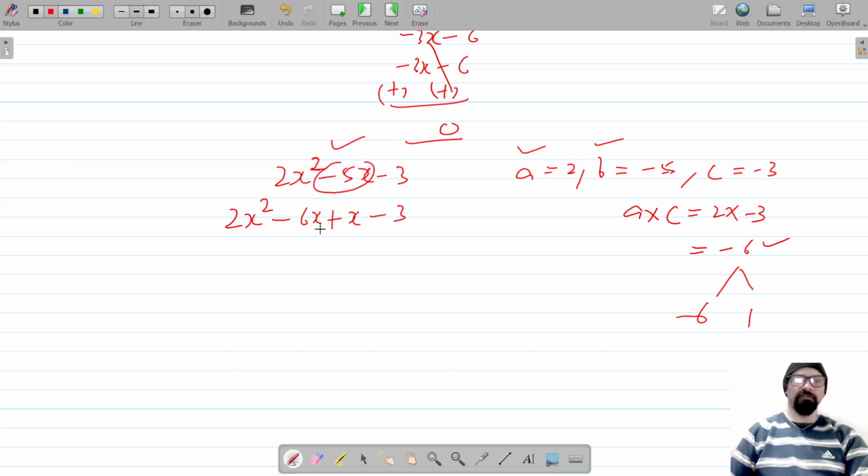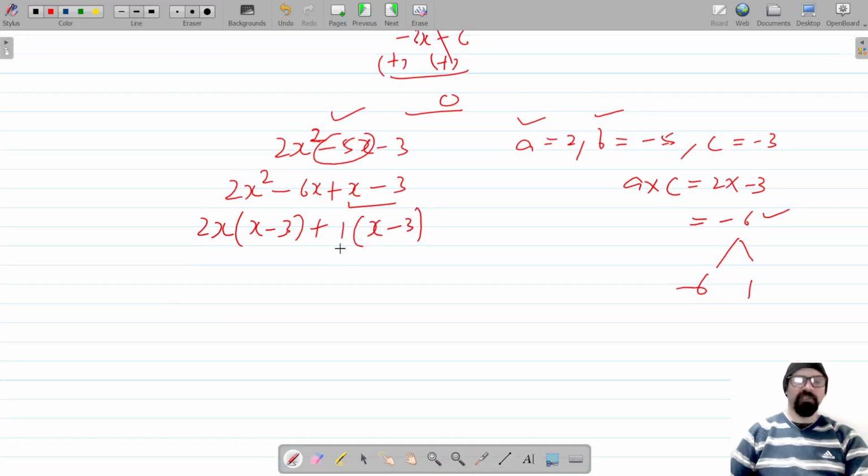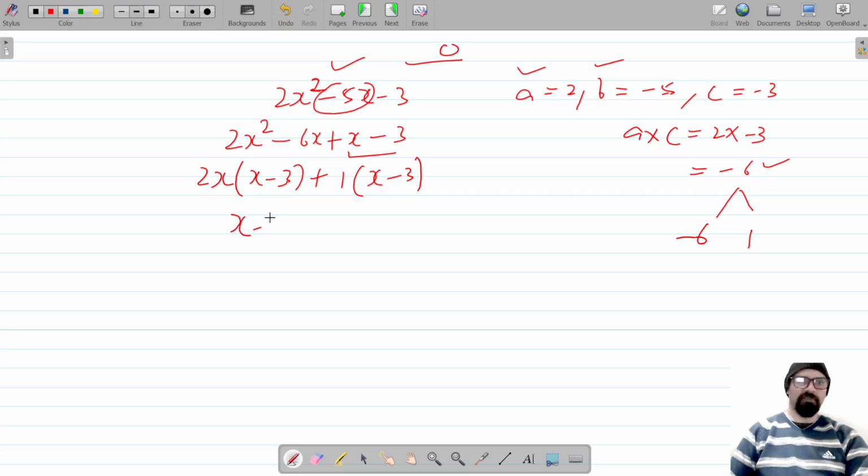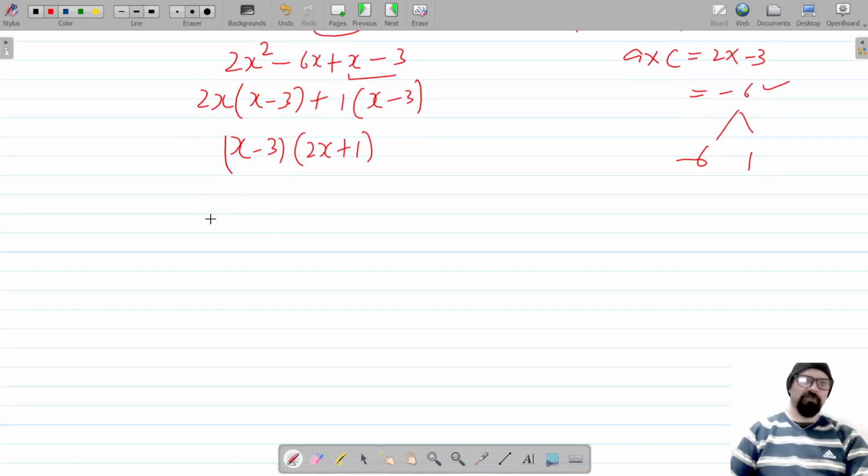So we have split this term into negative 6x plus 3, taking 2x common. This is x minus 3. Here it's 1, which is common. Now x minus 3 is common, and we are left with 2x plus 2. So that means our given polynomial, which was 2x cubed minus x squared minus 13x plus 6, has three factors.